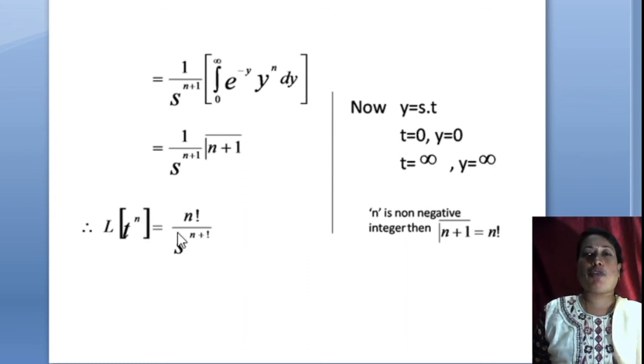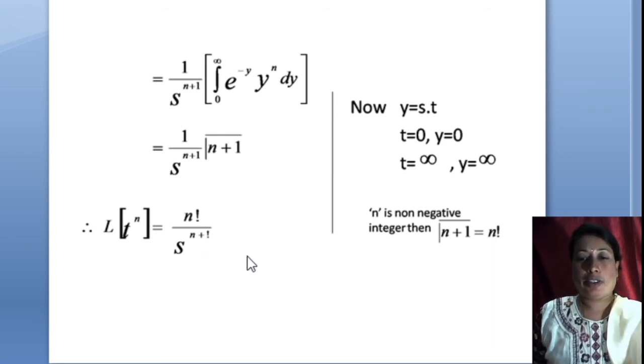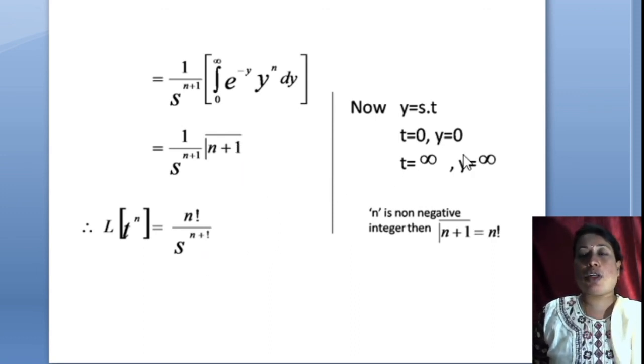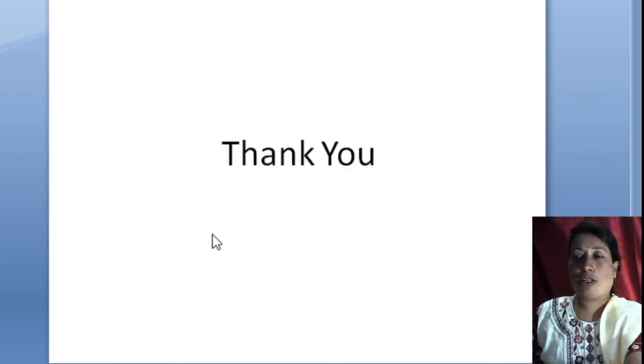So Laplace of t to the power of n is equal to n factorial divided by s to the power of n plus 1, where n is a non-negative integer. Because we know the standard formula: gamma n plus 1 is equal to n factorial. That is the standard formula of gamma n plus 1 equal to n factorial.